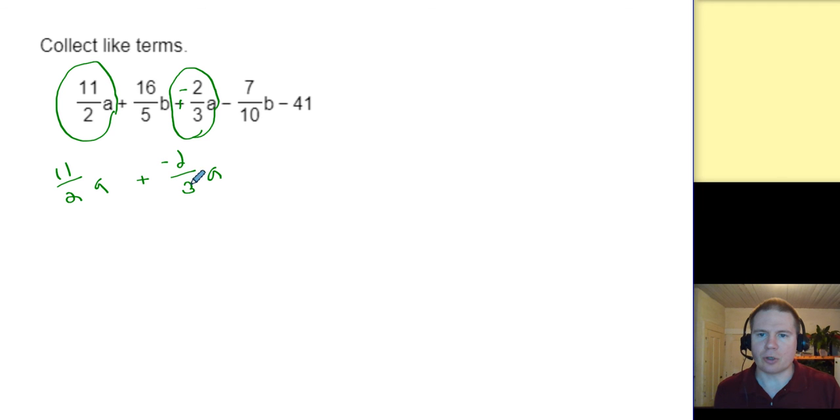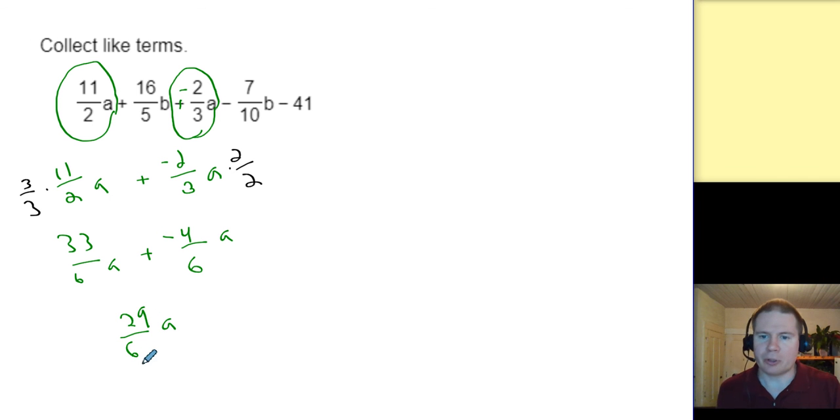3 and 2 are relatively prime, so I just multiply by 3 over 3 and by 2 over 2. So that gives me sixths, 33 sixths. And 2 times 2 is 4. Now I have a sixth of a as my units. So that's sixth, and the a stay my units. 33 plus negative 4 is 29. 29 is a prime number, right? 2 and 3 both don't go into 29. We're done with that term.